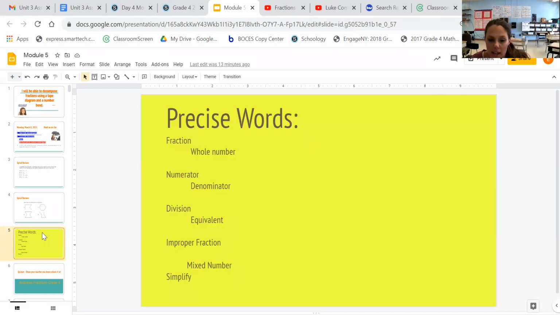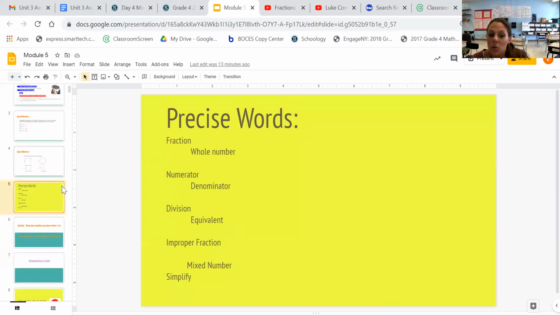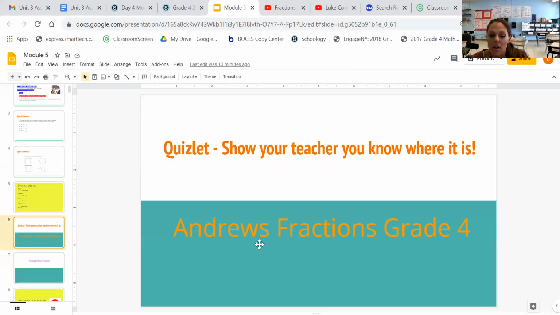So let's get started. You will have a new Quizlet for this unit. I can't stress enough how important all of these precise words are. I know that you did fractions last year, so you know what a numerator and a denominator are. I know that you know those things, but it's just good to refresh your memory. So don't forget to check out that new Quizlet. It's called Andrew's Fractions, grade 4. I have it in the math folder already on Quizlet.